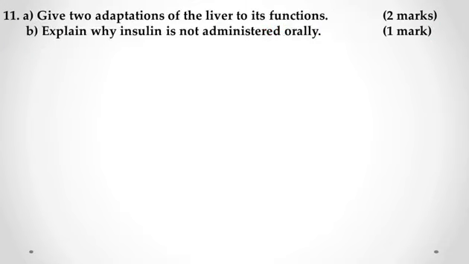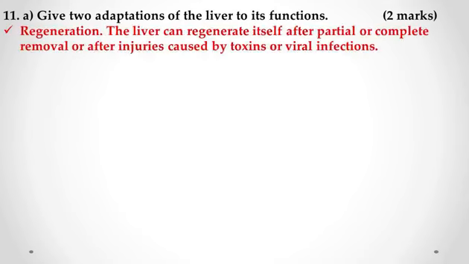Question 11. A. Give two adaptations of the liver to its functions. And question B. Explain why insulin is not administered orally. One adaptation of the liver is regeneration, whereby the liver can regenerate itself after partial or complete removal or after injuries caused by toxins or viral infections.